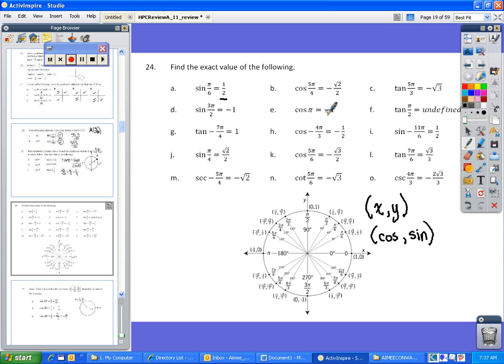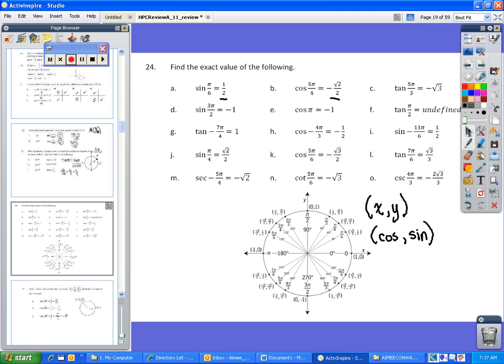The cosine of 5 pi over 4: 5 pi over 4 on the unit circle is in the third quadrant. The angle that corresponds with that is 225 degrees. And then I want to think that in the third quadrant, cosine is negative. And at that value, cosine is root 2 over 2 because I have a reference angle of 45 degrees. So therefore, I can say that my cosine of 5 pi over 4 is negative root 2 over 2.